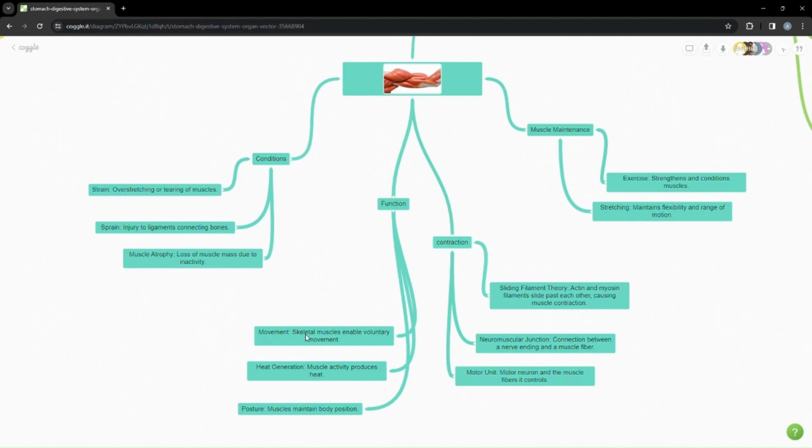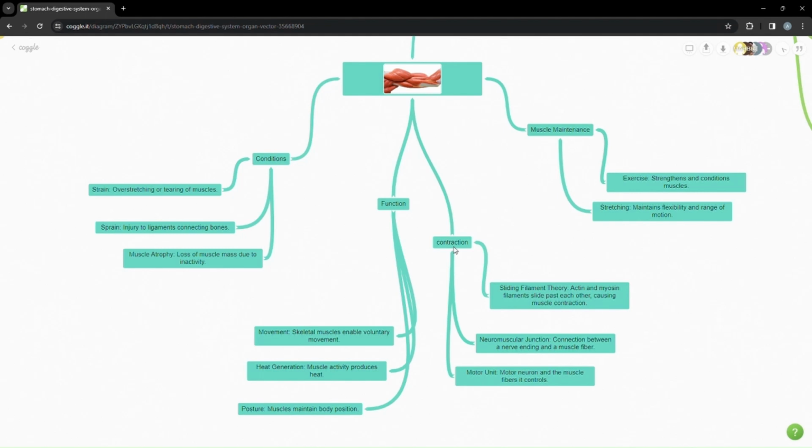So the functions of the muscle, we have three. First, movement: skeletal muscle enables voluntary movement. Second, heat generation: activity produces heat. Lastly, posture: muscle maintains body position.